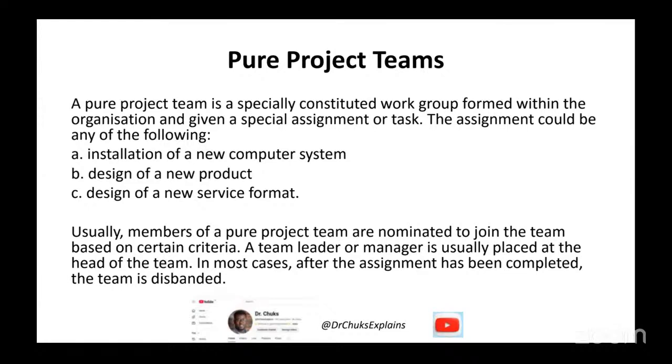Usually members of a pure project team are nominated to join the team based on certain criteria. A team leader or manager usually placed at the head of the team will specify these criteria. In most cases, after the assignment has been completed, the team is disbanded. So a pure project team has specific assignments, and after that assignment has been executed, they are disbanded.